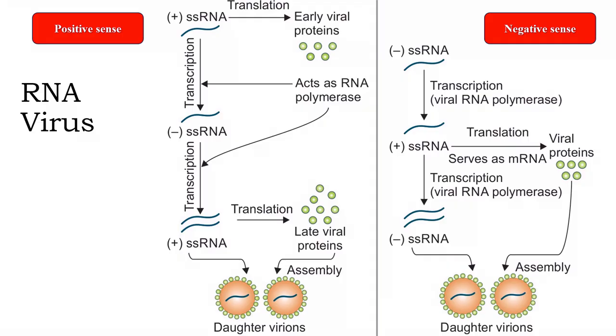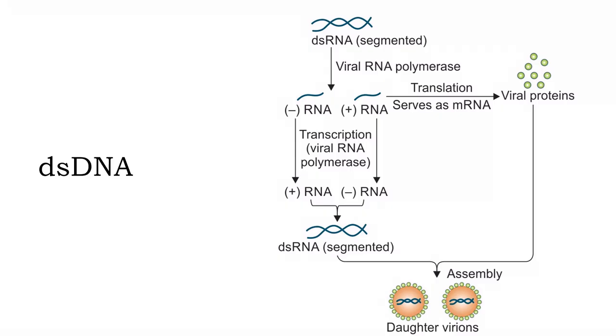With double-stranded RNA, the strands will act as positive sense and negative sense RNA with the influence of viral RNA polymerase, with the formation of viral proteins. Then the complementary strands are formed, the complementary strands are assembled, and finally the next generation of viruses are formed.